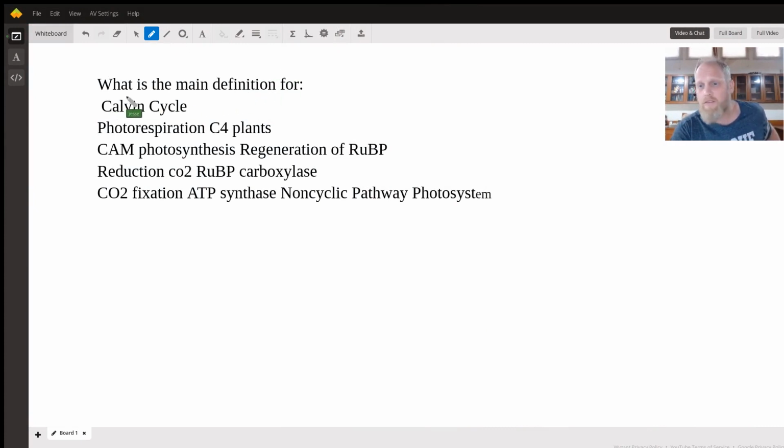Brown. Today we're going over the questions of what is the main definition for Calvin cycle, photorespiration, C4 plants. We'll also look at C3 plants, CAM photosynthesis, regeneration of RuBP, reduction of CO2, RuBP carboxylase, CO2 fixation, ATP synthase, and Noncyclic Pathway Photosystem.